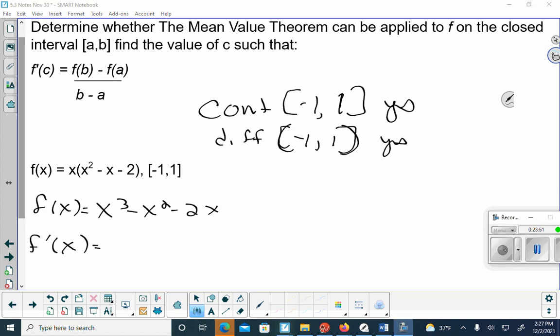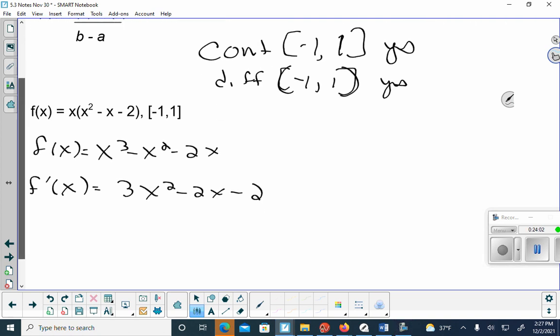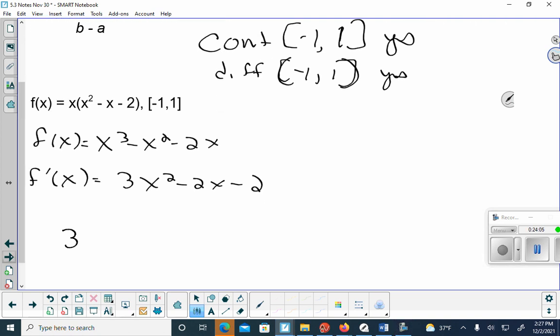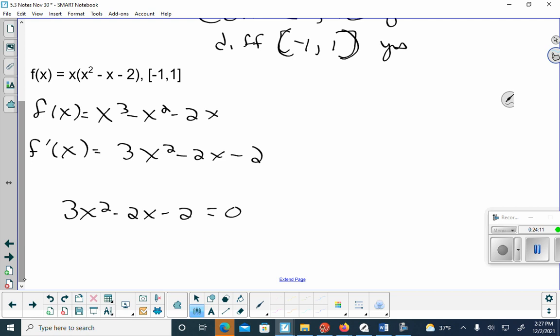Easier to distribute the x and then take the derivative, yes? So I distributed the x. Now I'm going to have 3x squared minus 2x minus 2. Yes? I'm going to set that equal to 0. And now I have to product sum, do I not? So the 2. It's not factorable, is it?